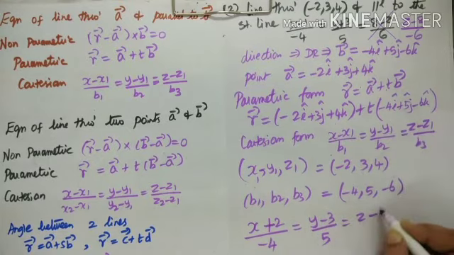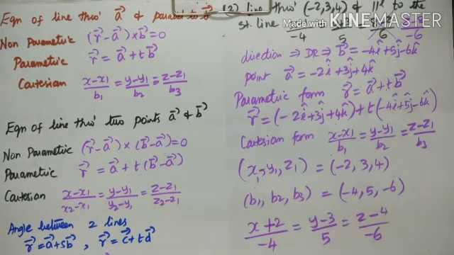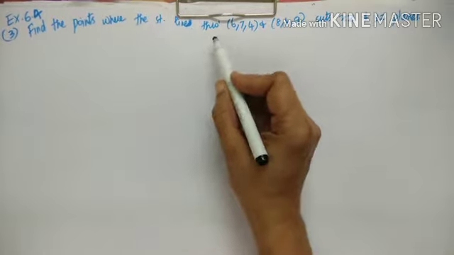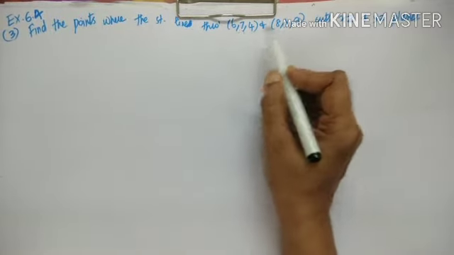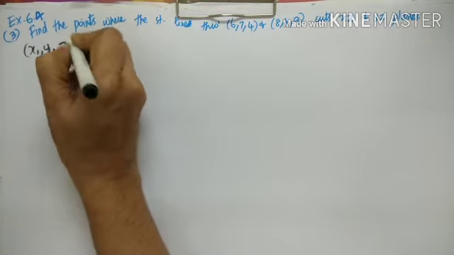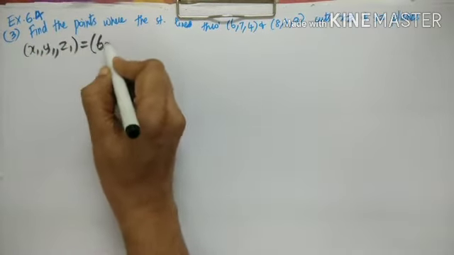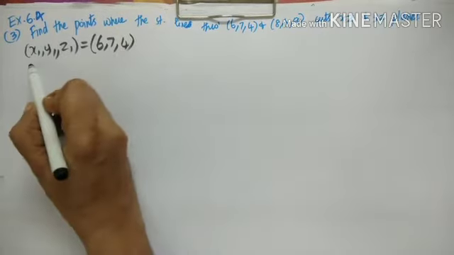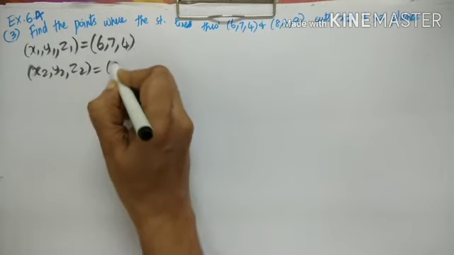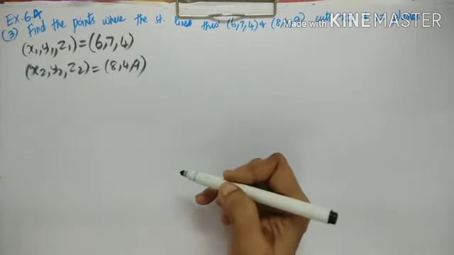Z minus 4 by b3 is -6, and that is the Cartesian equation. Question number 3. Find the points where the straight line through 2 given points cuts the planes. Take the first point as x1, y1, z1, that is equal to 6, 7, 4. The second point is x2, y2, z2, that is 8, 4, 9.